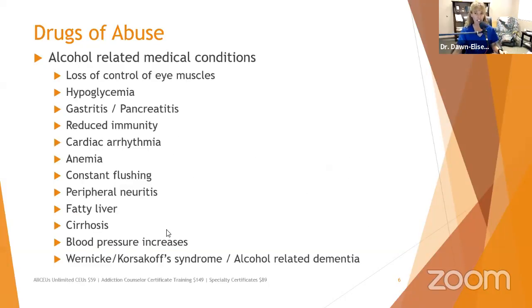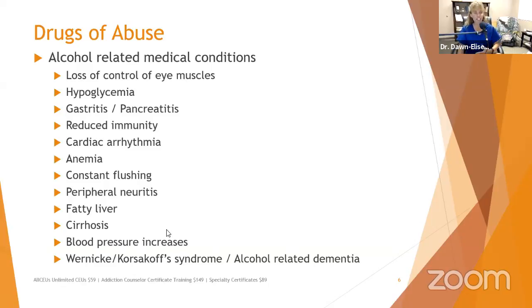Alcohol-related medical conditions include loss of control of eye muscles, or nystagmus, and people may be looking at you, especially if they're intoxicated and their eyeballs are kind of darting back and forth. Hypoglycemia: if somebody is diabetic, alcohol is really a dangerous thing because it's going to start messing with blood sugar. Gastritis and pancreatitis: it really starts upsetting the stomach and the pancreas, as well as the liver.